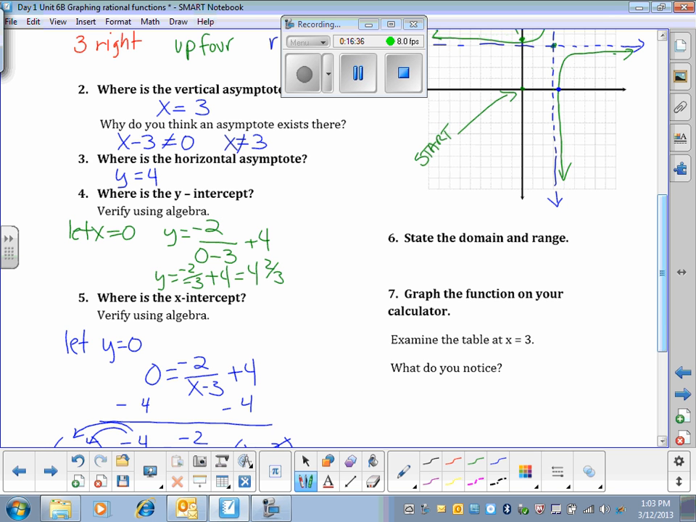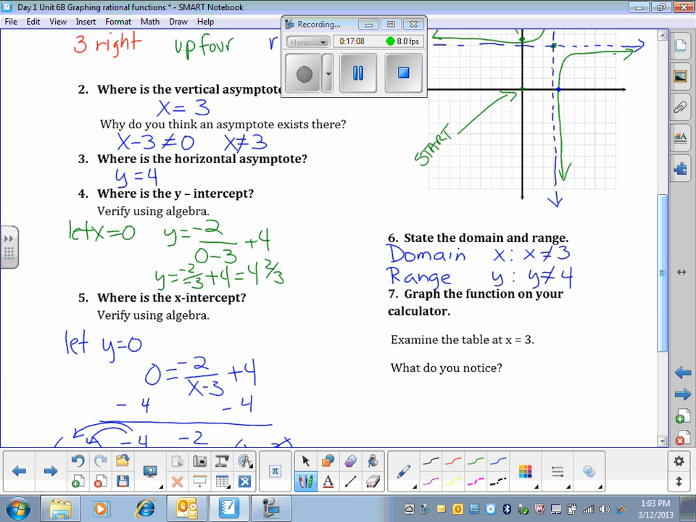Remember, this is easy. Okay, domain. What's the domain? X such that x cannot equal... x can't be equal to what? 3. Okay. And then the range? Y such that y can't be what? 4. Where's the asymptote? At 4. Good.